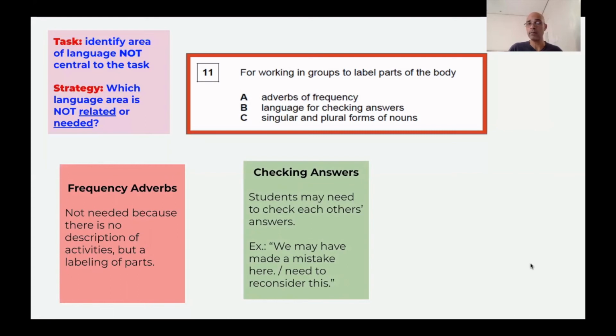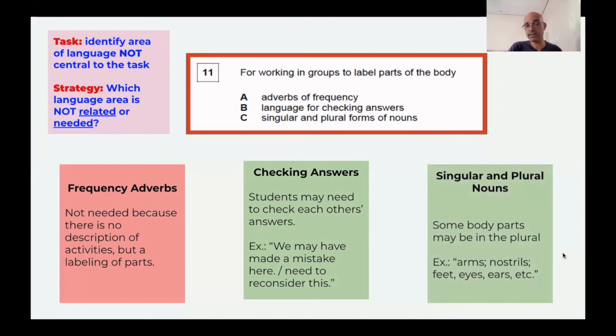Yes, they will. Because once they label the parts of the body in groups, they're going to have to check each other's work before concluding it or turning it in to the teacher. So they may need to make statements such as, we may have made a mistake here. Let's fix this. Or we may need to reconsider this part that we labeled because it may not be okay. So these are situations in which students will have to use this type of language.